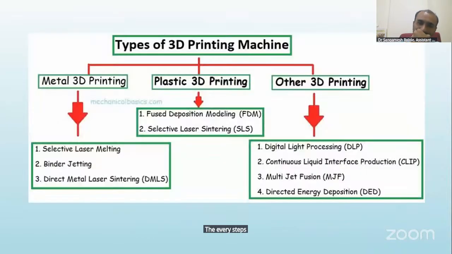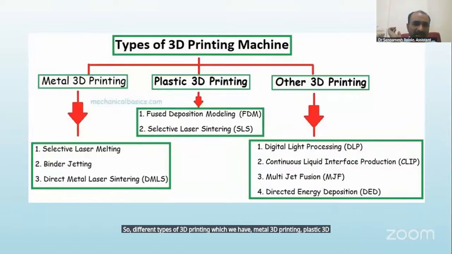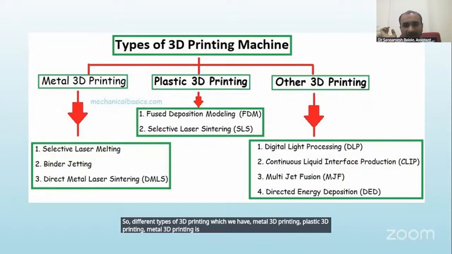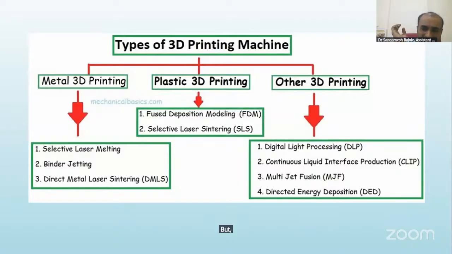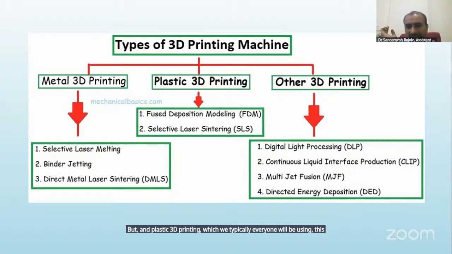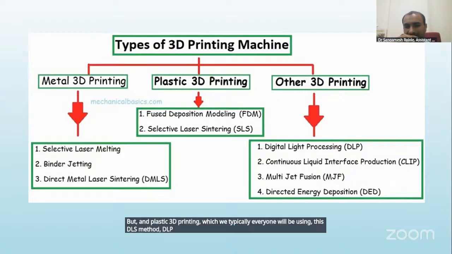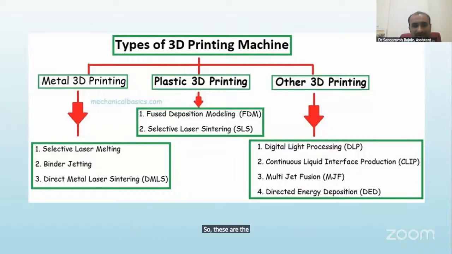So the different types of 3D printing which we have are metal 3D printing and plastic 3D printing. Metal 3D printing is at a higher cost and it is at the R&D level. But plastic 3D printing, which typically everyone will be using, with these DLS methods and DLP methods, is especially what we are using in the medical fields. So these are the typical different types of printing machines which are available.